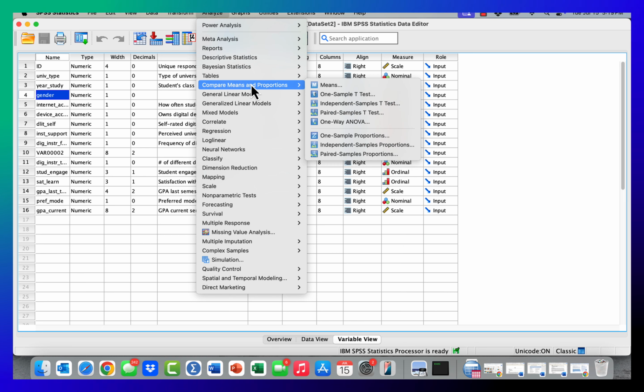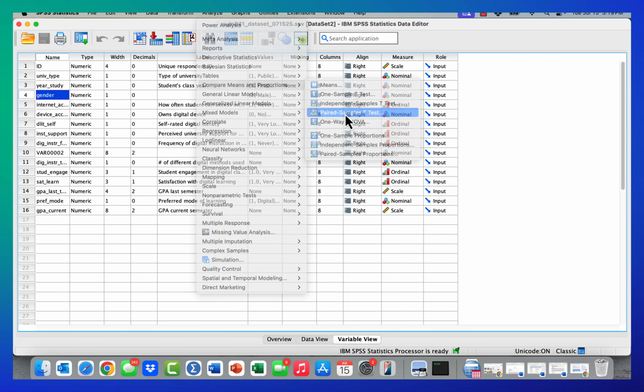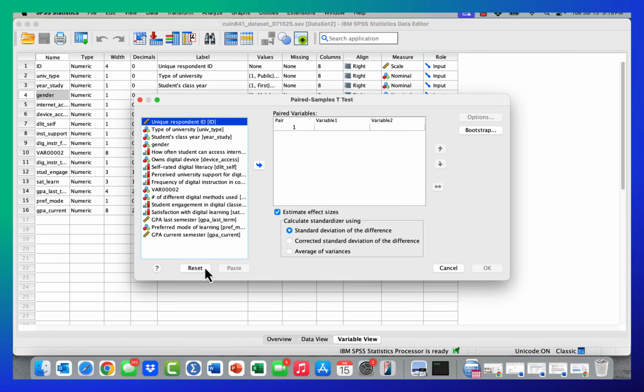All right, so for our last t-test, we go again into the analyze section, compare means and proportions, and then now we'll go here to paired sample t-tests. And so again, we're comparing two different points in time, our GPA from last semester, which I'm selecting here, and then our GPA from our current semester, which I'm selecting here.